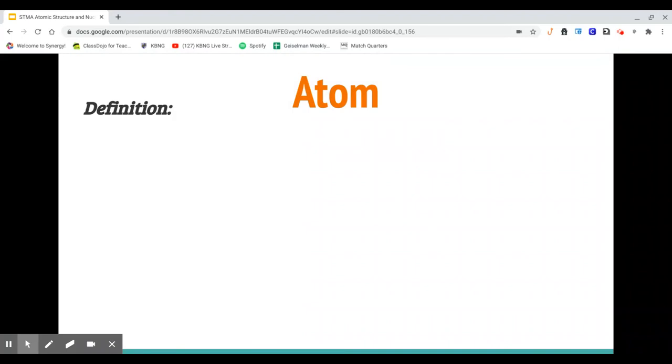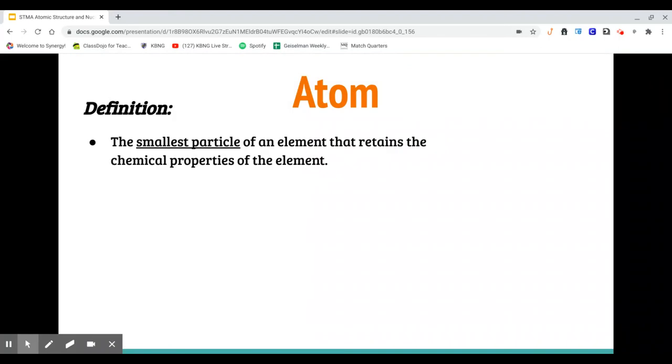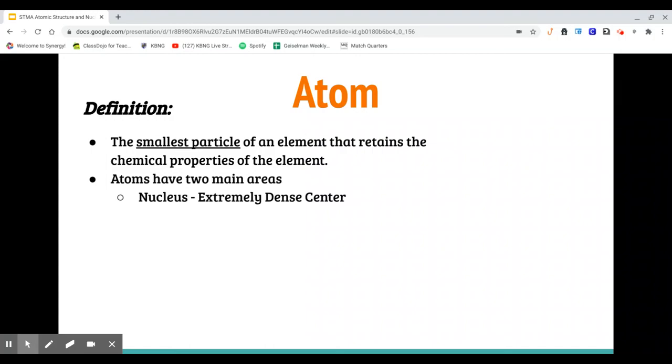So what is an atom? By definition, an atom is the smallest particle of an element that retains all of its chemical properties. One atom of oxygen would react just like 1,000 atoms of oxygen. It just happens to be the smallest piece of it that still will act like that element. Atoms have two main areas. The first area is the nucleus. The nucleus is the center of the atom, and it's an extremely dense place, meaning that the pieces of the nucleus are formed so tightly together that it is extremely dense.